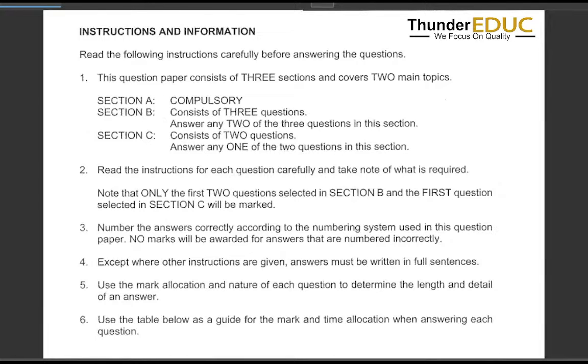So now, if you still remember, section A is compulsory, and section B consists of 3 questions, and you are expected to answer only 2 questions and drop 1 question. So now moving on to section C, it consists of 2 questions, and you are expected to answer 1 question and drop 1 question. So now instruction number 2 reads as follows. Read instructions for each question carefully and take note of what is required. So now a note is given there where it says that only the first 2 questions selected in section B and the first question selected in section C will be marked.